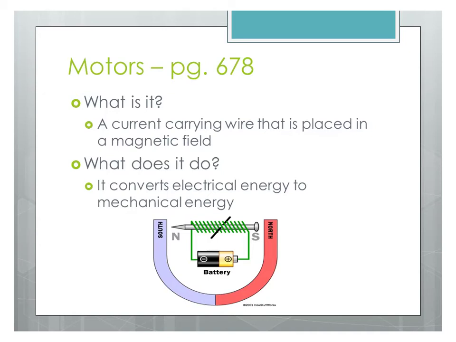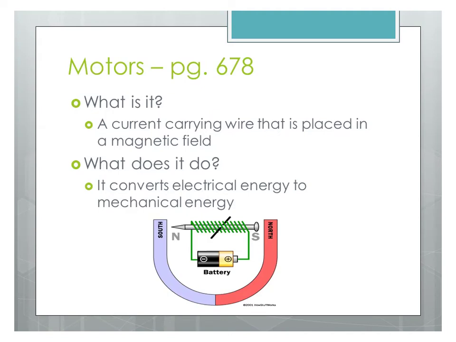So write this down. On page 678, there are some good pictures and examples of motors. Basically, the idea behind a motor is that it is a current carrying wire that we place in a magnetic field. And so we have a horseshoe magnet here at the bottom of this picture. And we've kind of set an electromagnet into that invisible field where the north and south are kind of interacting together. What this does is it converts the electrical energy from that electromagnet, and it starts to spin this nail that's on the inside. So this is mechanical energy.